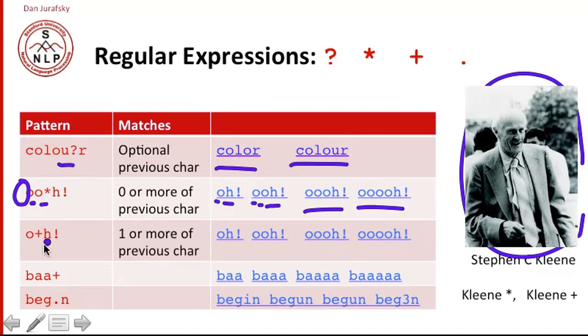Sometimes more simply, we can have the Kleene plus, so that means one or more of the previous character. So there's our O followed by the plus, meaning one or more O. So there's one O, there's two O's, three O's, and so on. And the dot is a special character meaning any character. So BEG dot N can match begin, begun, BEG 3N, it matches anything.